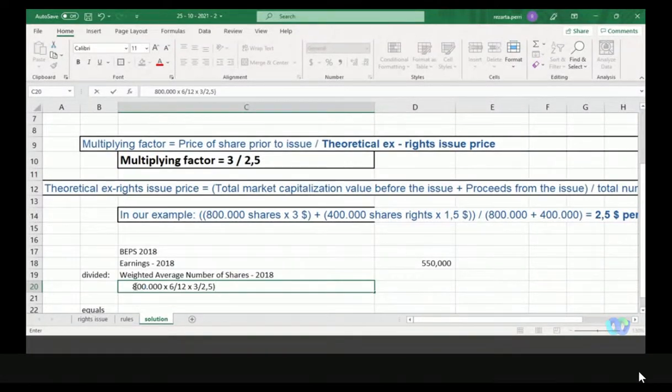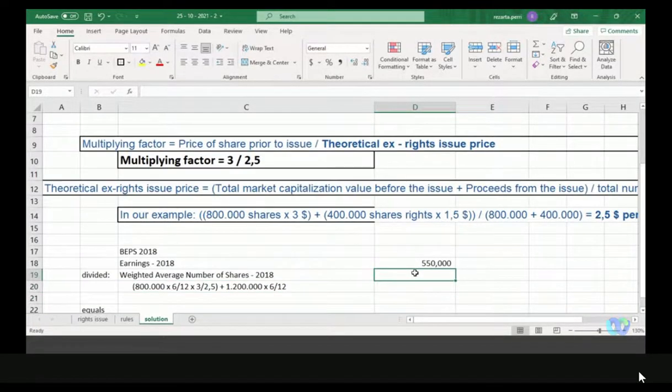Okay, this is one component of the weighted average number of shares, plus we have 1,200,000 shares that are outstanding for the rest of the year, 6 months out of 12 months. So if we make the calculations of the number of shares right now, we will find that the weighted average number of shares is 1,880,000. Okay, any questions so far?